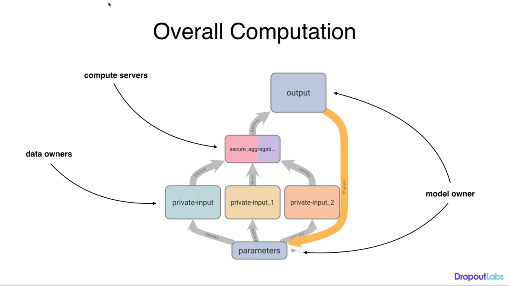Now, if we were to open one of these private inputs, we would see that we're actually using ordinary TensorFlow within this. So here's a clear mix between ordinary TensorFlow that takes the current parameters, then runs a training step using Keras in this case. And then when that's done, they output shares of the model updates into the secure aggregation, which then runs some of the protocols we've seen earlier, and then sends a share back to the output process.